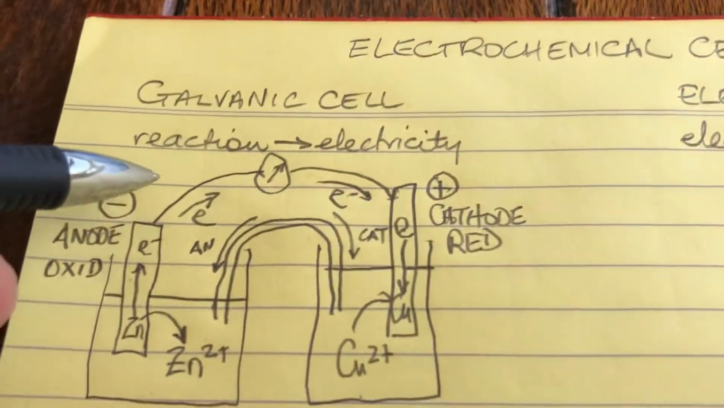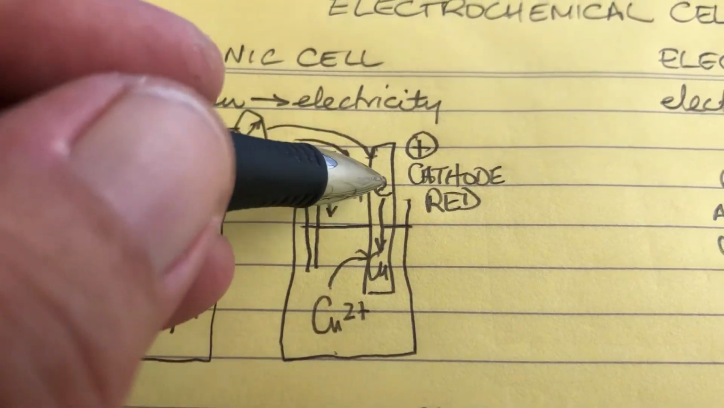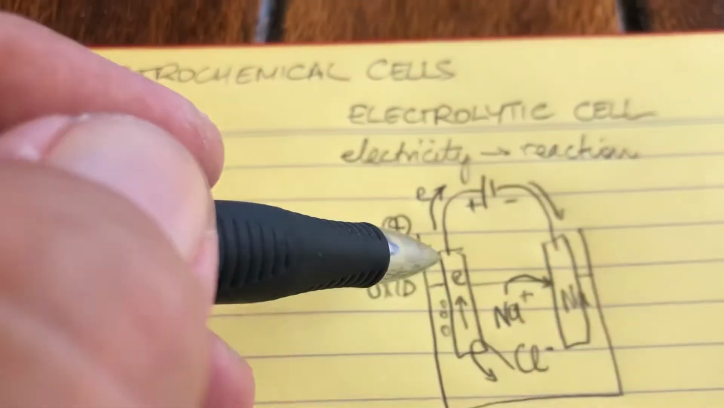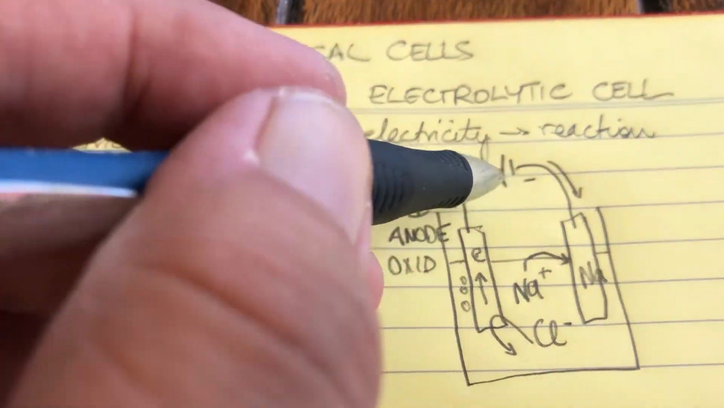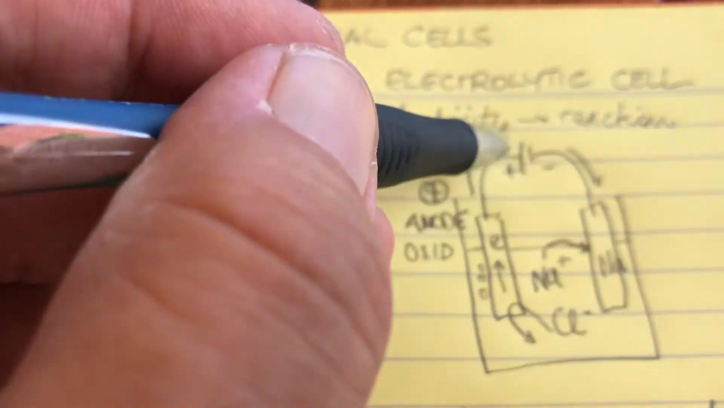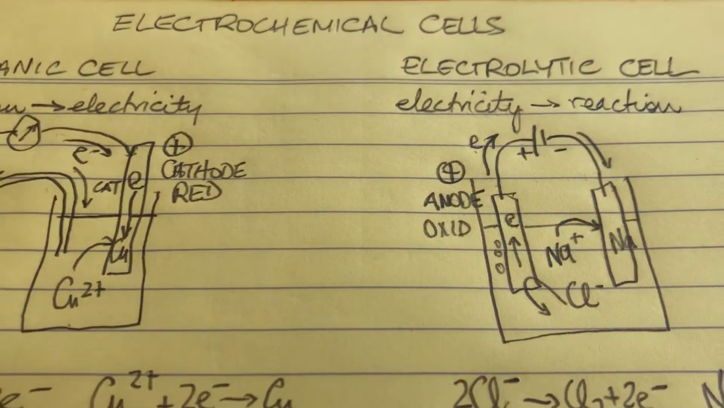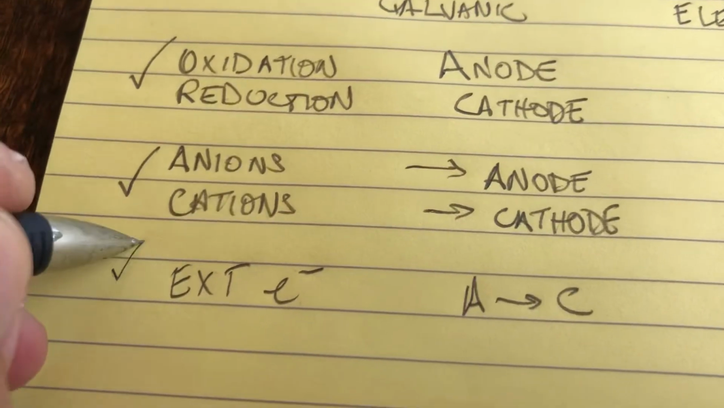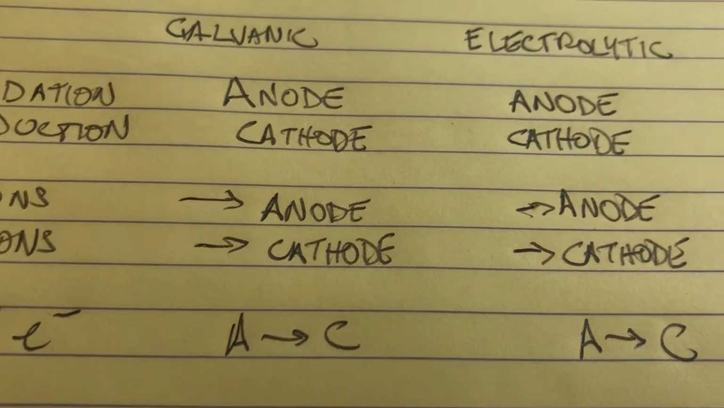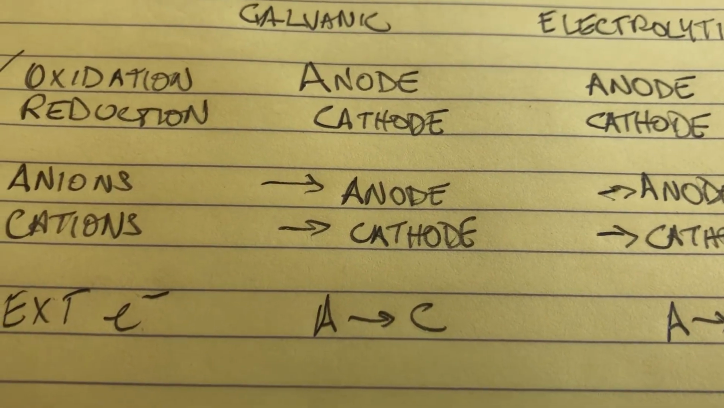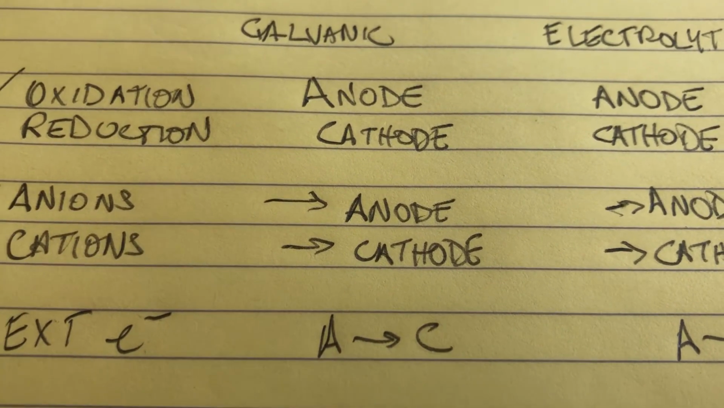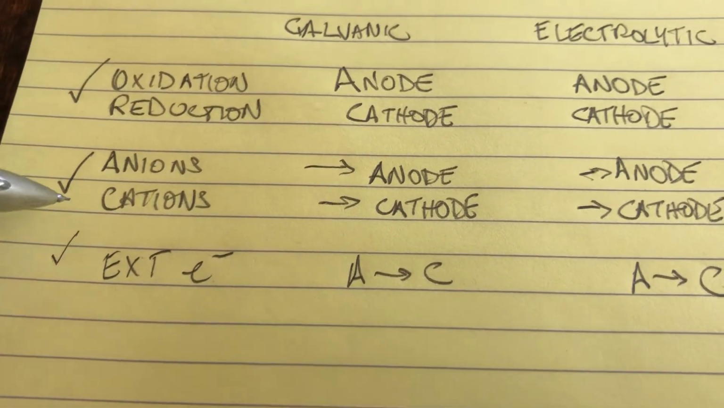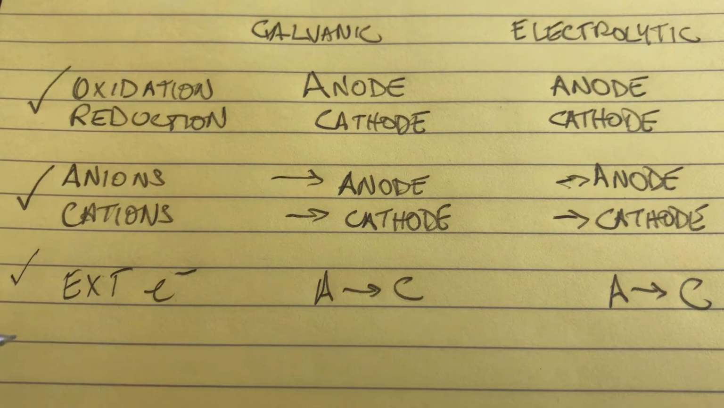Now, you can see that here. The electrons go from the anode to the cathode under the effect of the reaction in the galvanic cell, but in the electrolytic cell, they go from the anode to the cathode driven by the battery itself, by the power source. So those three things are the same in both cells. Now you'll see on the net, if you research this, you'll find that a lot of sources get this wrong. Those three things are the same in both cells.